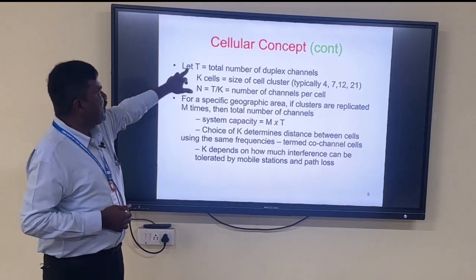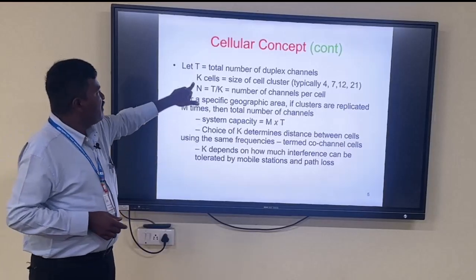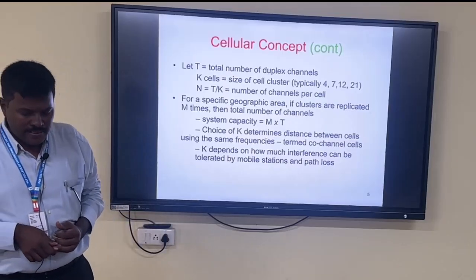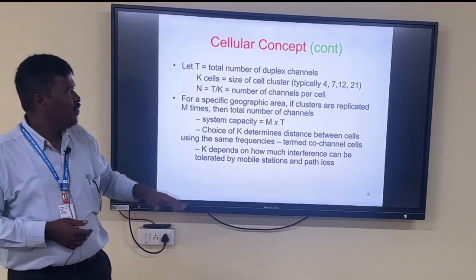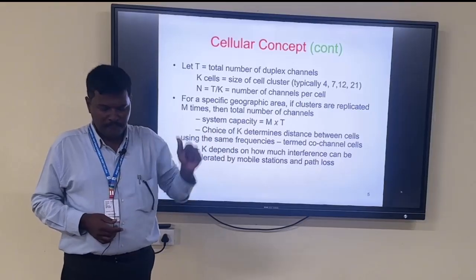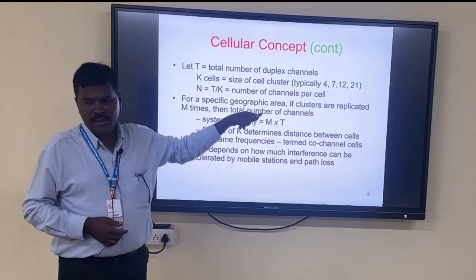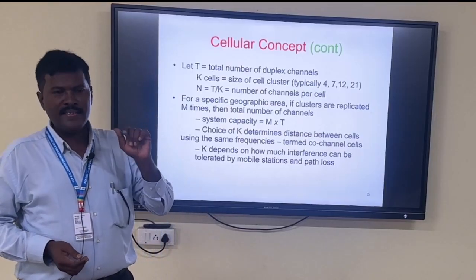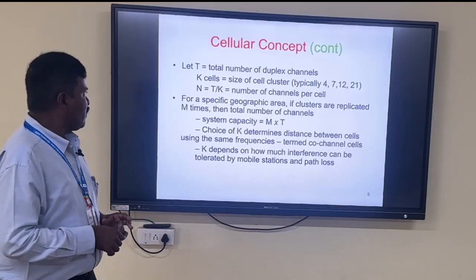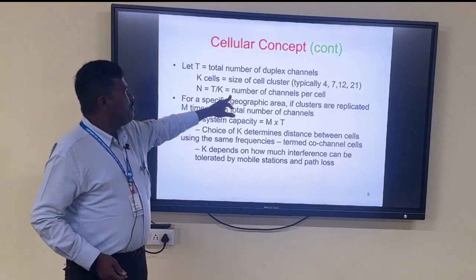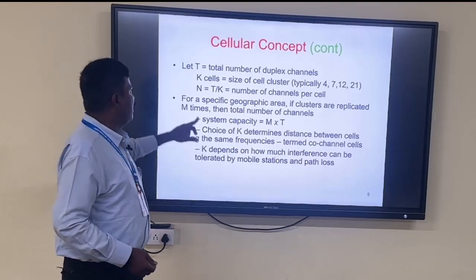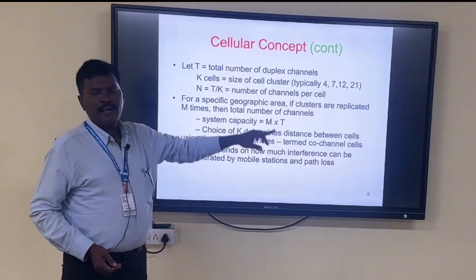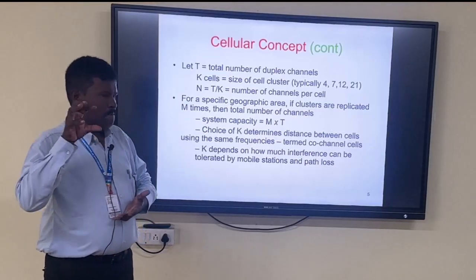We are defining the total as T over here, and K is the size of the cluster. The size of the cluster is typically defined as 4, 7, 12 and 21. I will show you in the next slide so it will be clearer. The number of channels per cell can be calculated as T by K, and then we can calculate the total number of channels available in the cell.